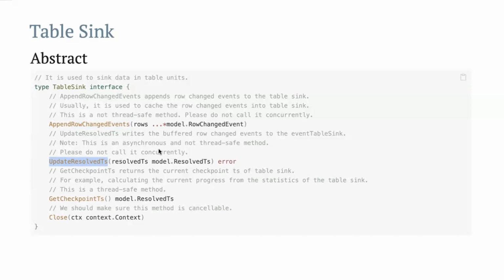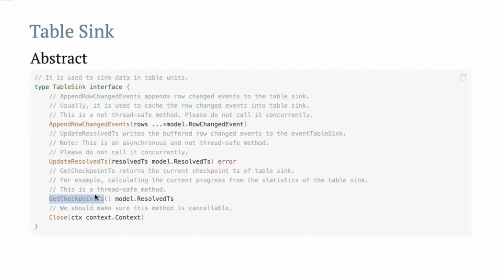This part I already talked about before. We use a specific timestamp, this resolve TS, to tell the table sync to try to send the data to the downstream, because if you get this resolve TS, it means all the data before this resolve TS is already in memory, and there is no data after this resolve TS, so you can safely write the data to the downstream.